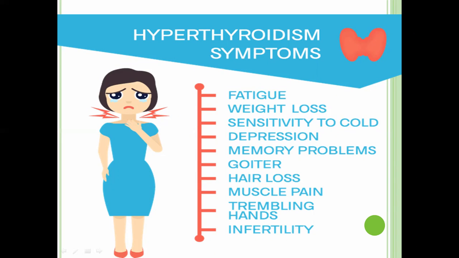So when the hyperthyroidism disorder occurs, it is characterized by fatigue, weight loss, sensitivity to cold, depression, memory problems, goiter, hair loss, muscle pain, trembling of hands, and infertility. Also, other symptoms occur when hyperthyroidism occurs in an individual, like excessive sweating and tremors.